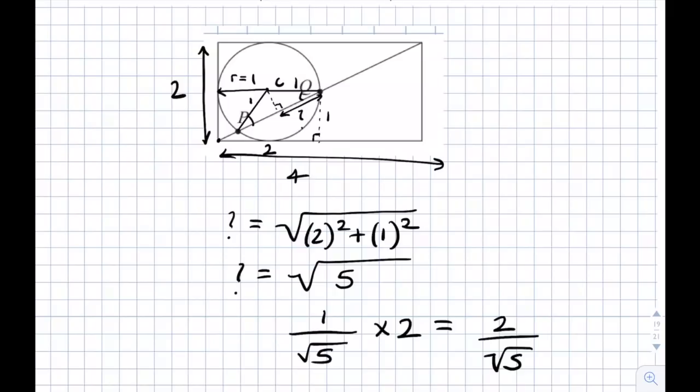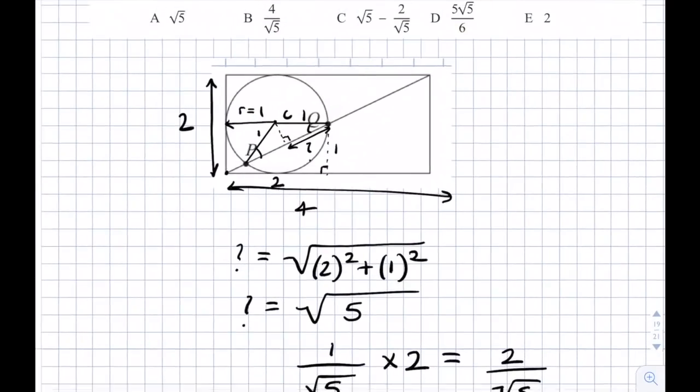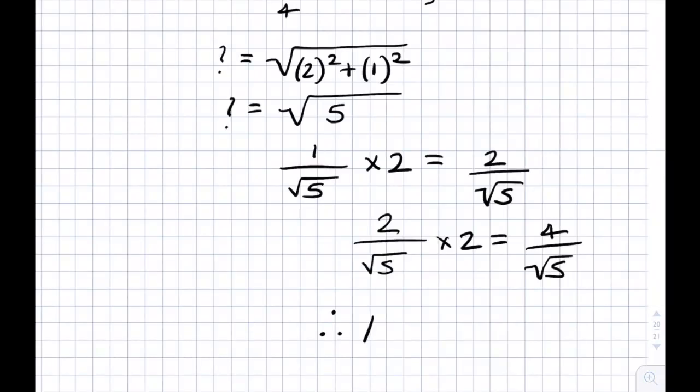But we don't want that side, we want the length of PQ. And this is half of PQ. So of course we can just multiply it by 2. It would be 2 over root 5 times 2, which is 4 over root 5. And that's the length of PQ. And we've got an answer for that. Our answer is B. Therefore, answer equals B.